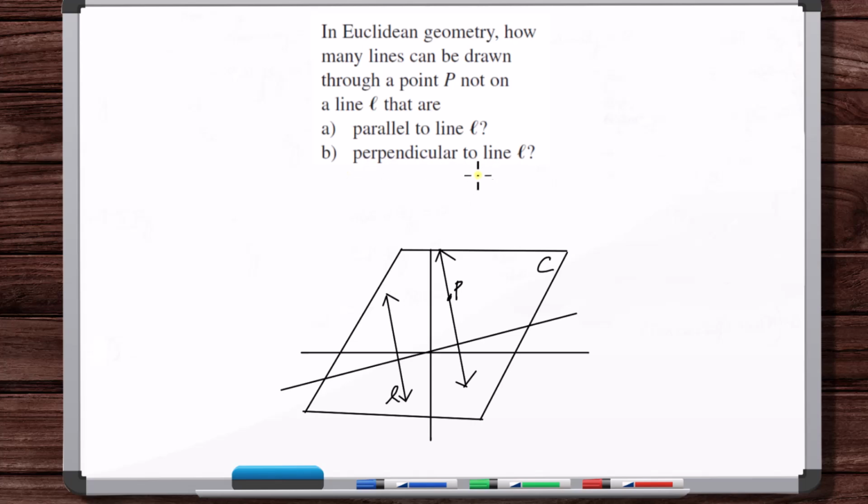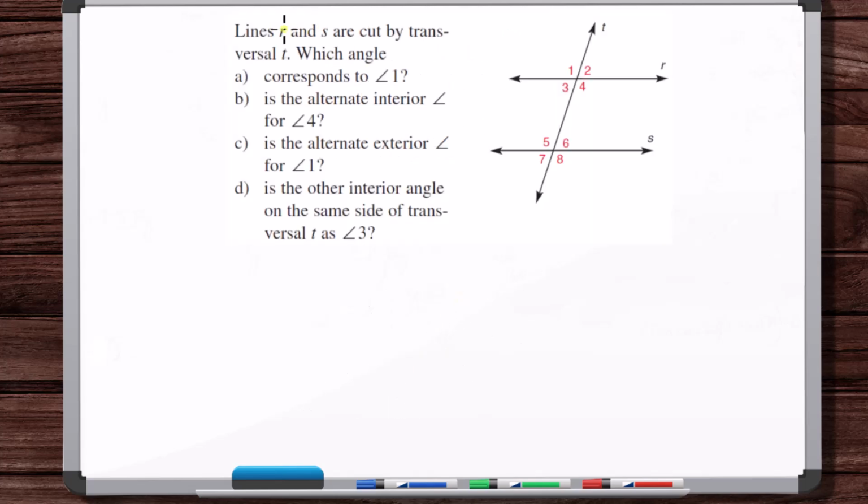Now, what about perpendicular to line L? Same idea, just one. There's only one line that goes through point P and it's also perpendicular to line L. Only one. All right, lines R and S are cut by transversal T. Which angle corresponds to angle 1?